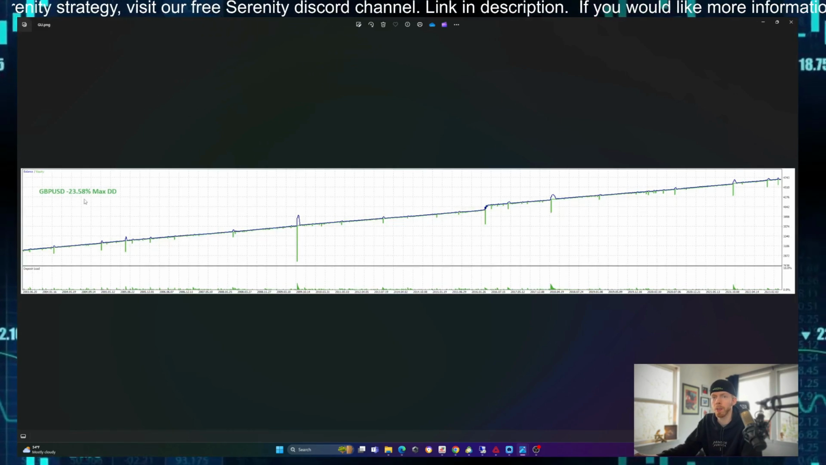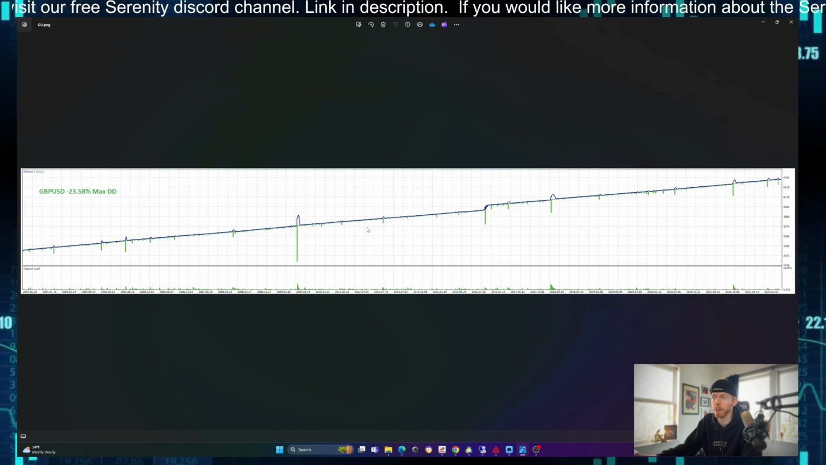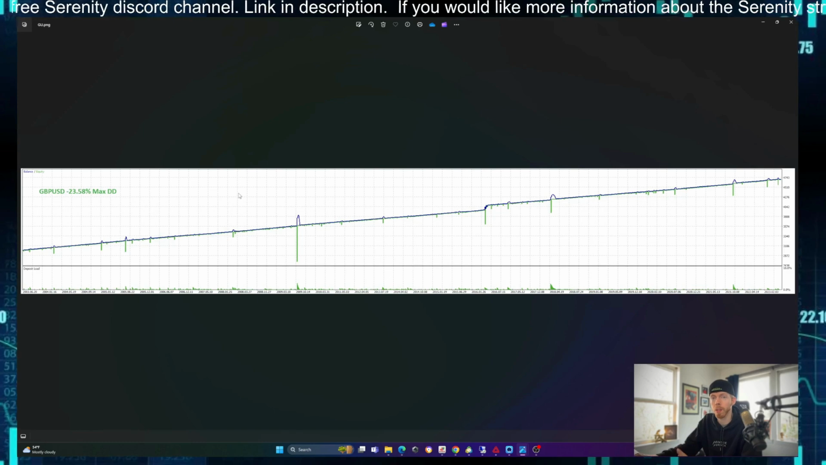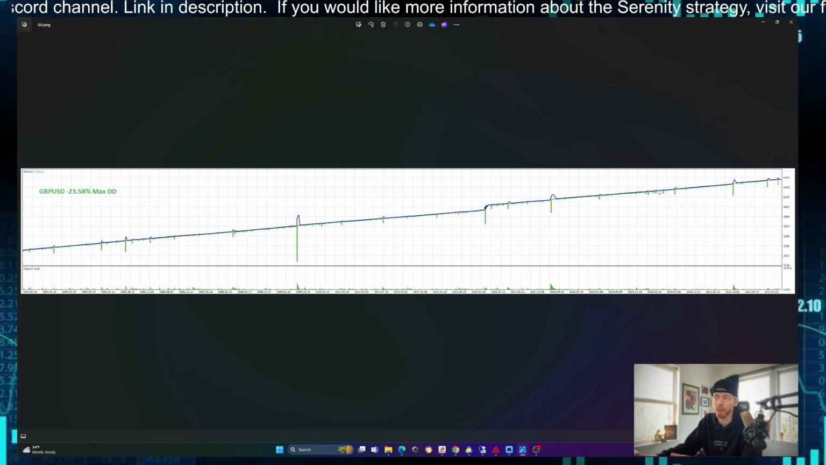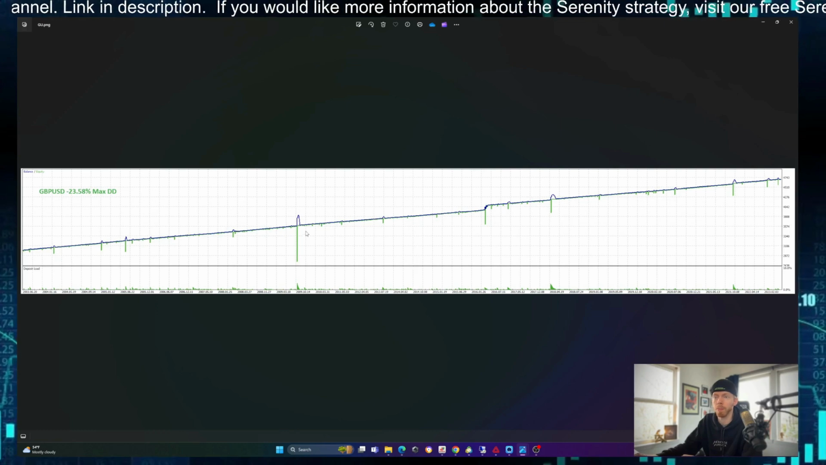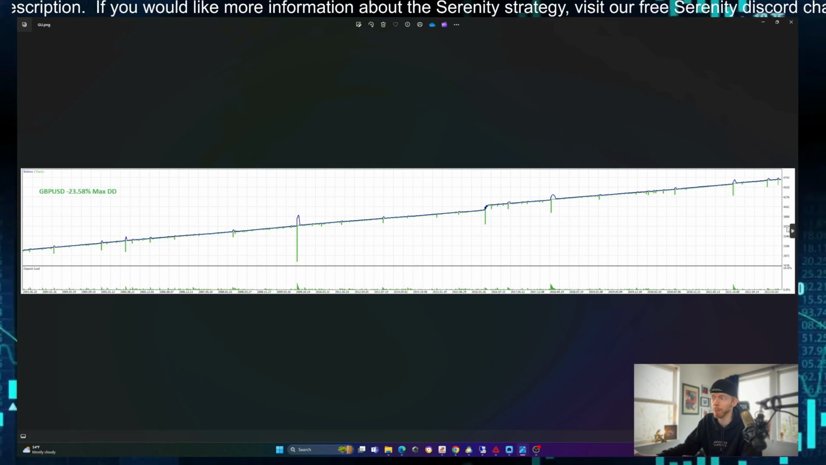All right, Pound USD, so 23% drawdown in 2009, and been clean ever since that time. And this is a high profit, one of the higher profit pairs for the Serenity 2. So I would look at keeping this pair if possible, even though the maximum drawdown was 23%.